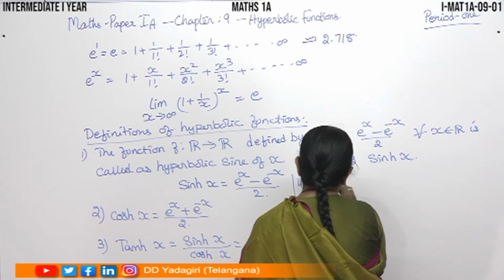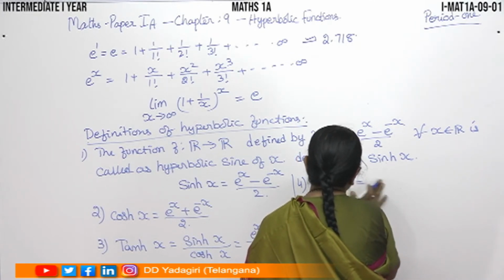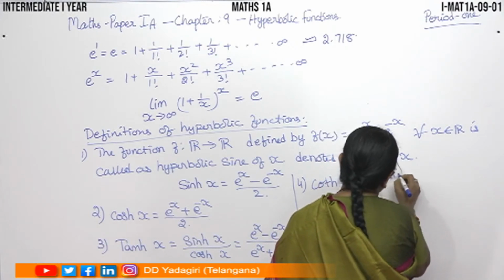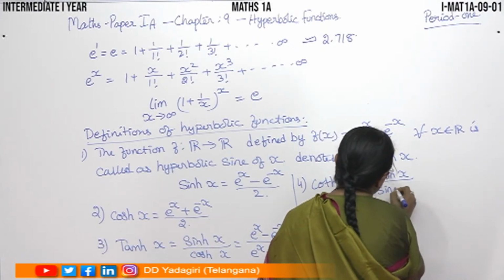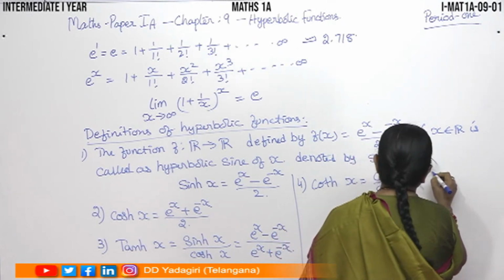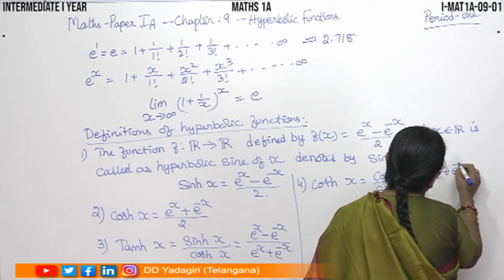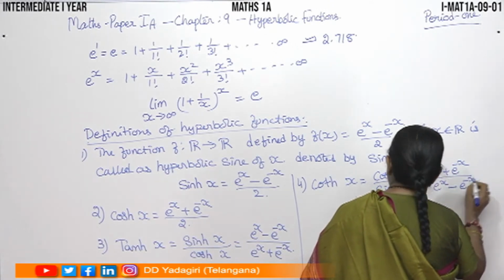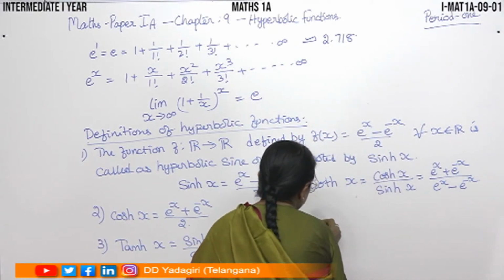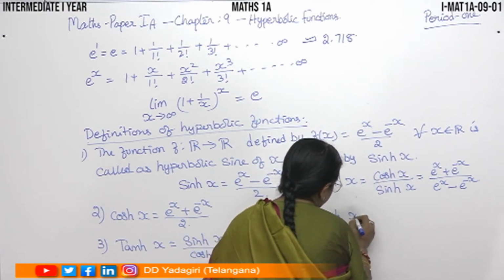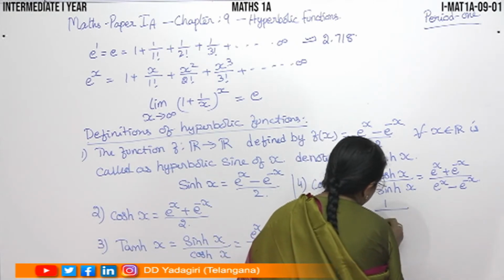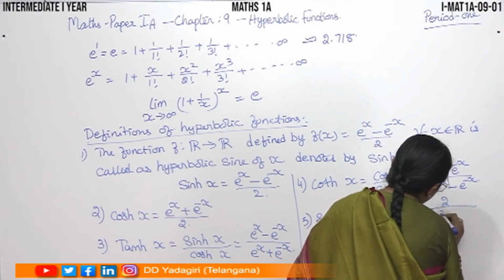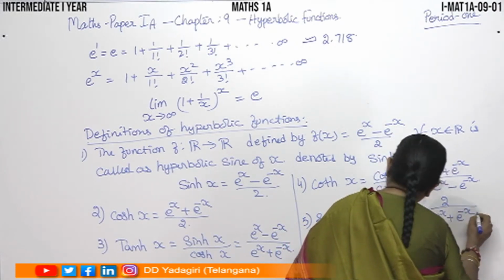cot hx. Cot hx is equal to cos hx by sin hx. So that is e power x plus e power minus x by e power x minus e power minus x. The 2 will get cancelled. Next is secant hx. Secant hx is 1 by cos hx, which is 2 by e power x plus e power minus x.